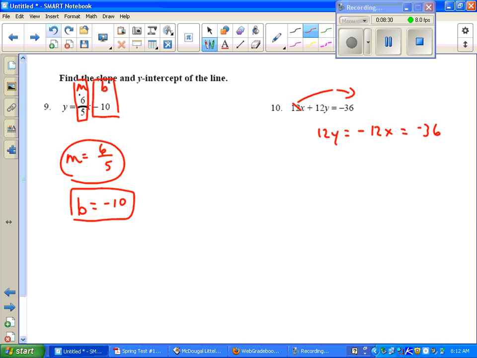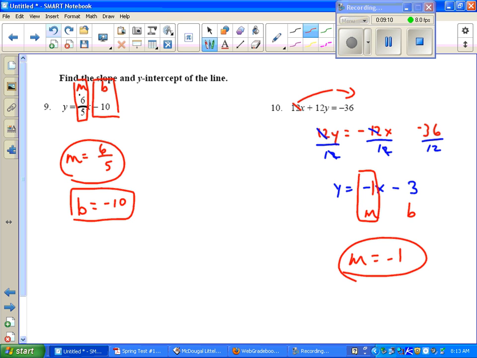Then you have to get rid of 12 times y by dividing by 12. That'll cancel it out and leave you with y equals, dividing both terms on the other side by 12. Negative 12x divided by 12 will cancel out and just leave you with negative x. And I put an equal sign by accident. Negative 36 divided by 12 will leave you with a negative 3. So it's in slope-intercept form now, y equals negative x minus 3, or y equals negative 1x minus 3, where we can see it. You can see your m value as negative 1 and your b value as negative 3.